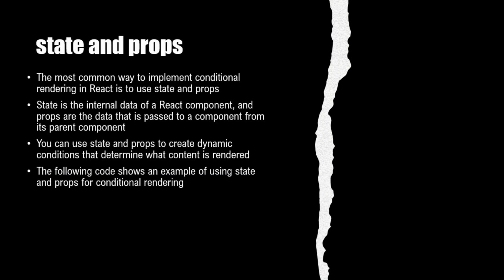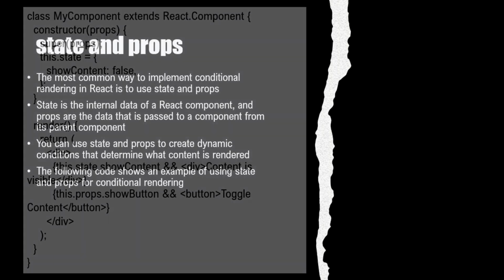The most common way to implement conditional rendering in React is to use state and props. State is the internal data of a React component, and props are the data that is passed to a component from its parent component. You can use state and props to create dynamic conditions that determine what content is rendered. The following code shows an example of using state and props for conditional rendering.